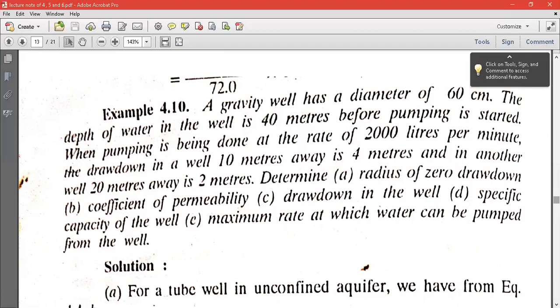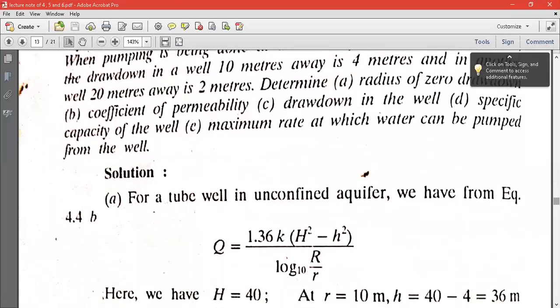The specific capacity of the well also has to be determined, and the maximum rate at which water can be pumped from the well also has to be determined. So you have to find out the 5 answers, A, B, C, D, E. One by one, let me see the solution of these numericals.